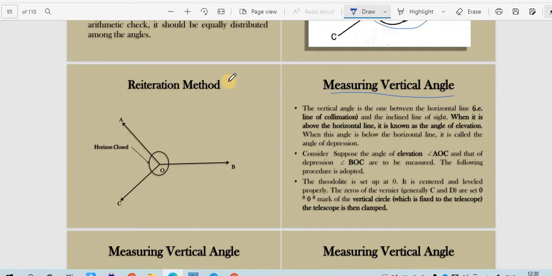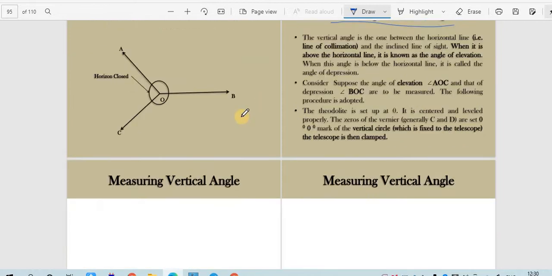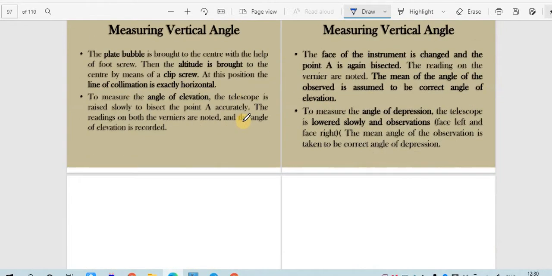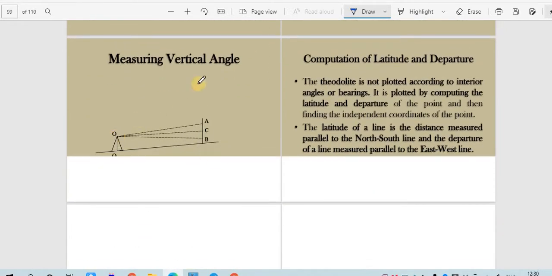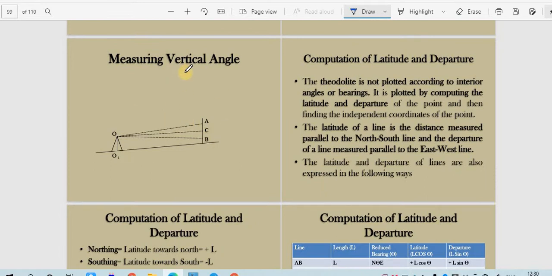As I have told you, your theodolite is used for both types of angle: horizontal angle as well as vertical angle. The vertical angle is generally measured with the help of the vertical circle, which is provided for face left and face right observation. When you keep your telescope perfectly horizontal, the vertical circle will exactly show a reading of 0 degree.